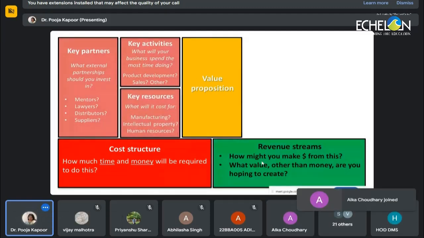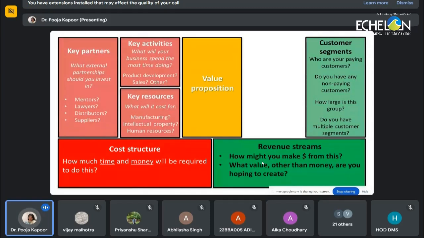Key resources: what will it cost for, what critical assets are needed? I hope you all understand. Students, I'm asking, what critical assets are needed? When you talk about assets, there are resources, and resources are not only the financial resources. There are financial resources, physical resources, intellectual resources, human resources, and of course the financial resources. Some examples are skilled software developers. In the process of your business ideation, you have to generate a software, so you need skilled software developers. Those will be taken as key resources.